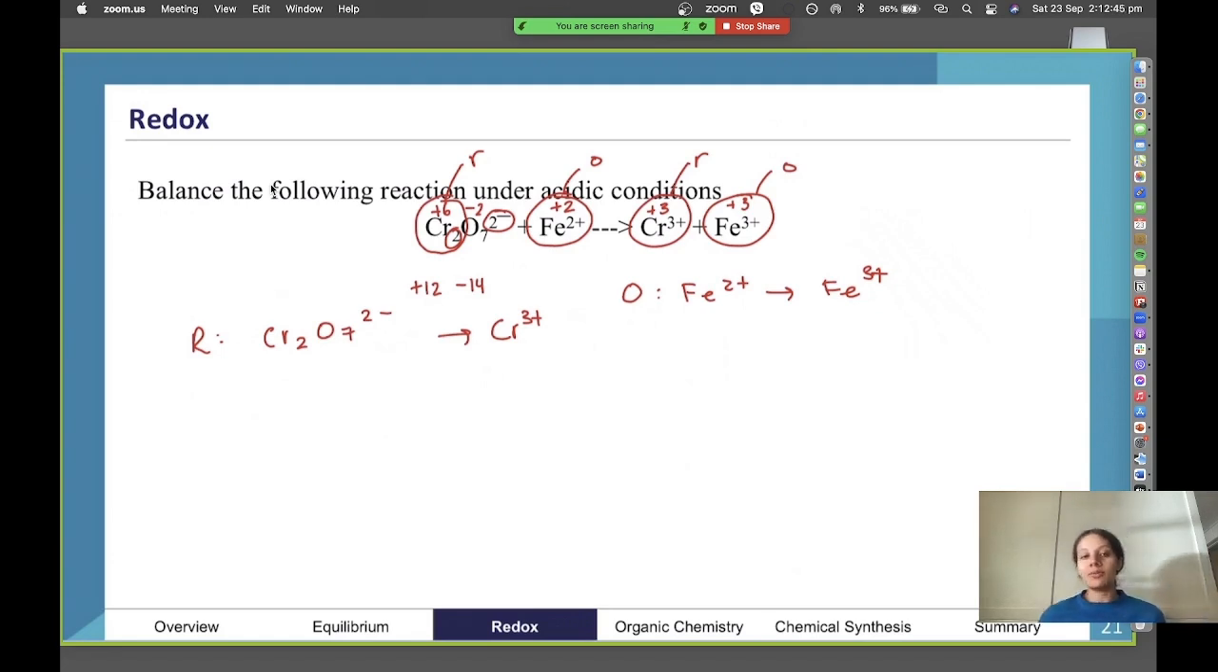So for the one on the left, we have to balance our non-oxygen, non-hydrogen elements first. So that's our Cr. We have two on the left and we have one on the right. So that means we're going to have to add a 2 at the front there.